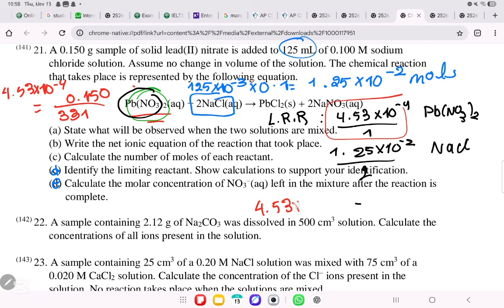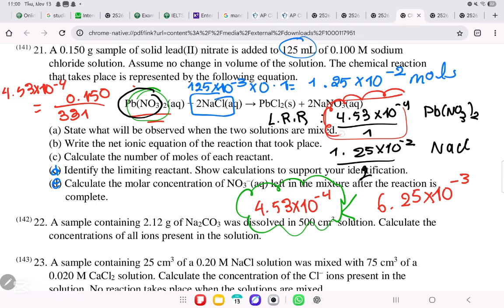4.53 times 10 to the power of minus 4. What will we get here? It will be 1.25 times 10 to the power of minus 2 over 2. This would be 6.25 times 10 to the power of minus 3. For sure. So, again, they did a mistake, and my limiting reagent in this scenario is PbNO3 2. Now I need to solve my whole equation based on this. This means I need to use the ratio of PbNO3 2, right? So we finished part D.